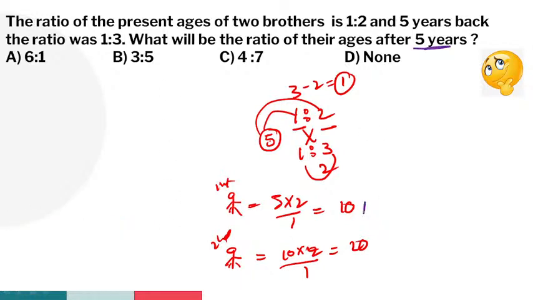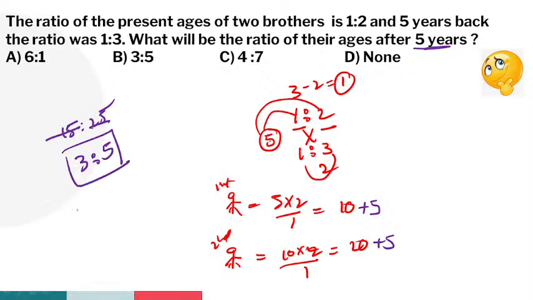We have to find out the after 5 years age ratio. After 5 years, and after means plus. So 10 plus 5, 15. 20 plus 5, 25. So find out the ratio. 5 3s are 15 and 5 5s are 25. 3 is to 5. So which option is the right answer? Option B is the right answer, guys.